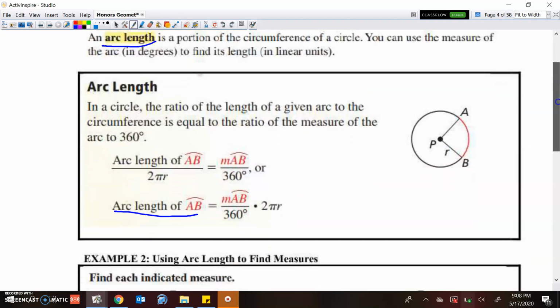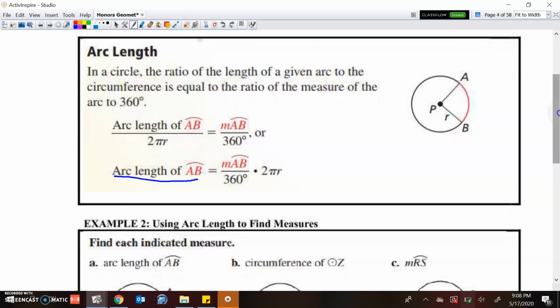Let's scroll it down a little bit, and then we'll practice a couple to finish up this lesson. In a circle, the ratio of the length of a given arc to the circumference is equal to the ratio of the measure of the arc to 360 degrees. So ratios, remember, compare values.